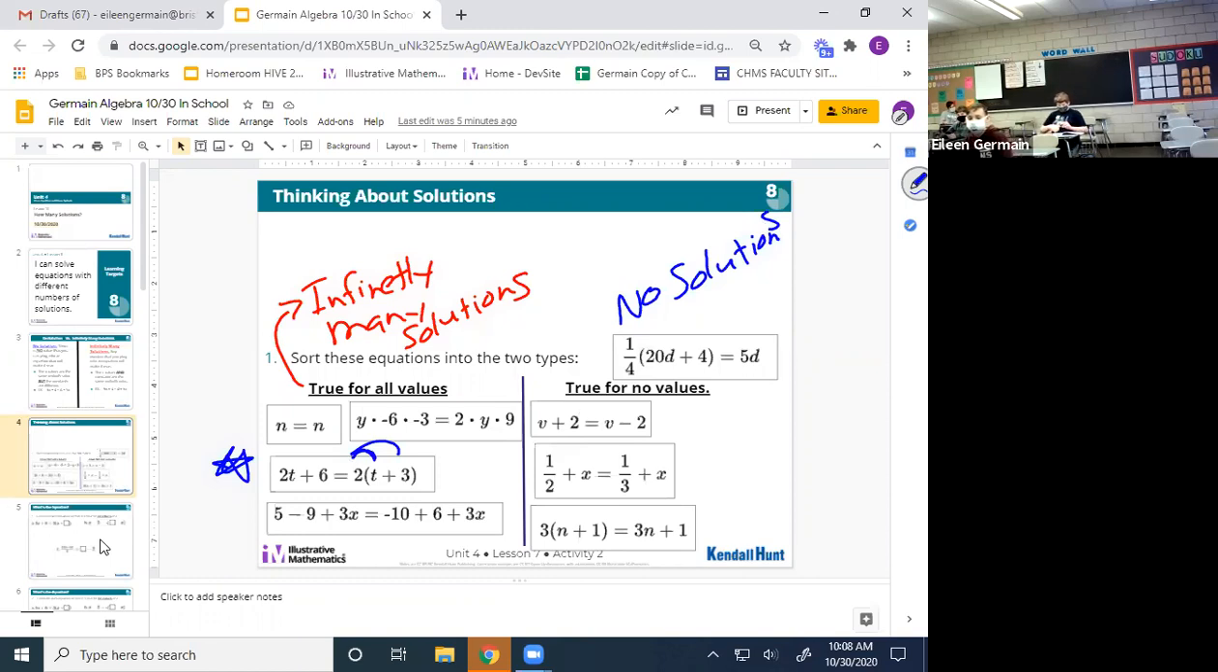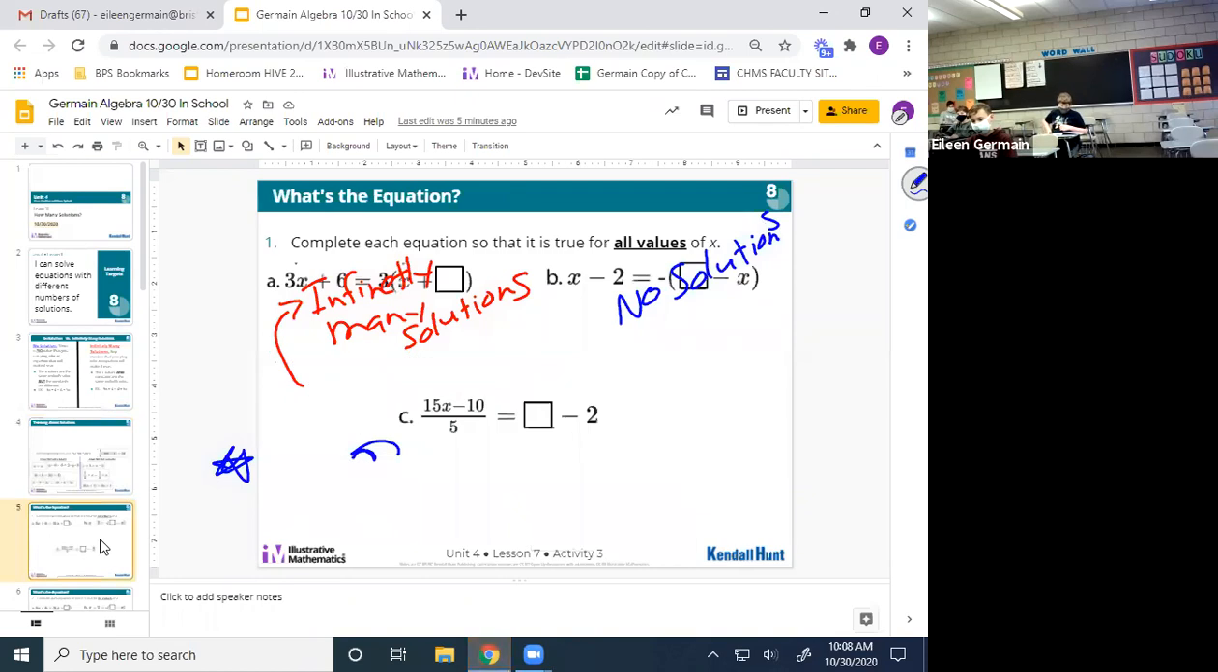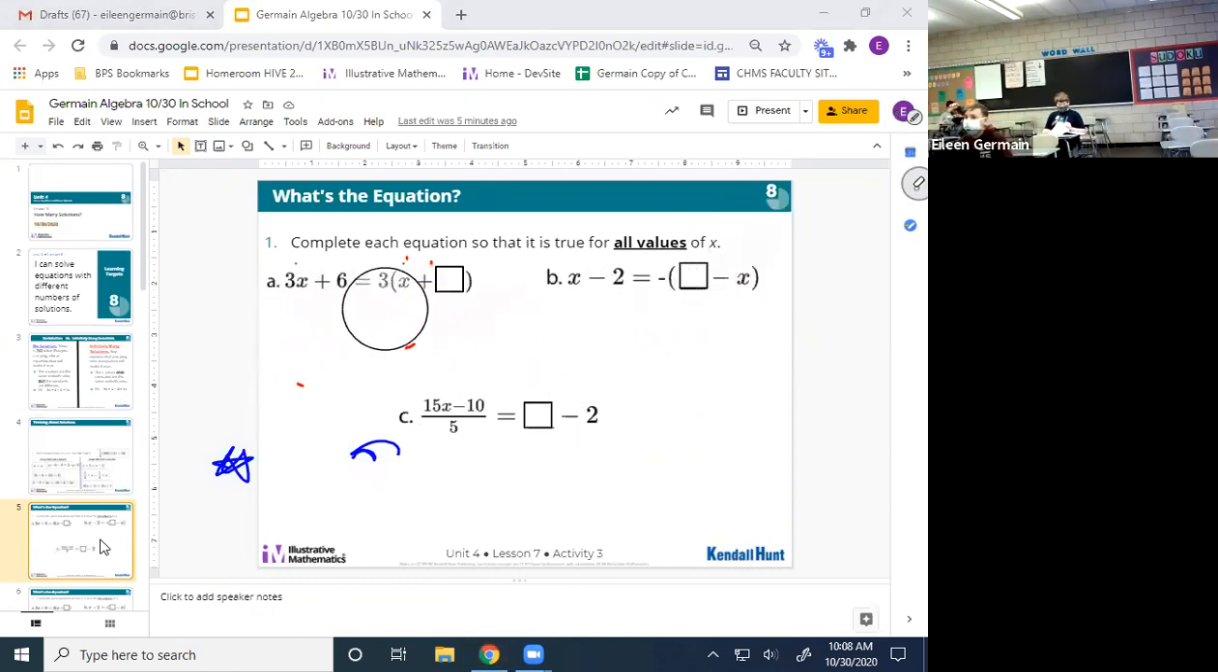If you need to refer back to this, please make sure that you do refer back if you didn't get all of that written. Okay. So we're looking at completing each equation so that it's true for all values. So what number could we plug into each one of these equations so that it would be true for all values? Connor, what do you think?